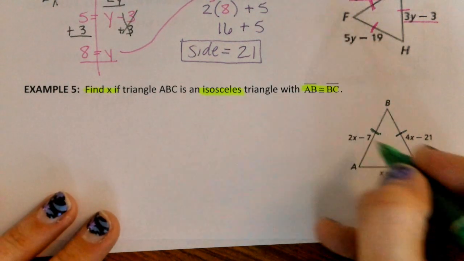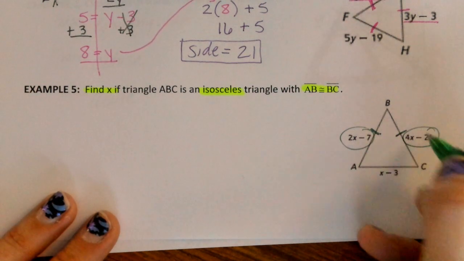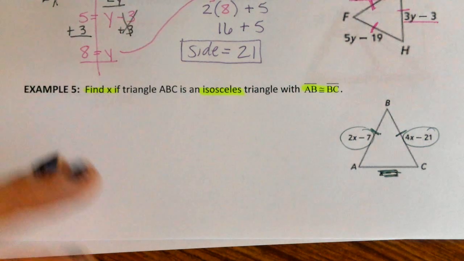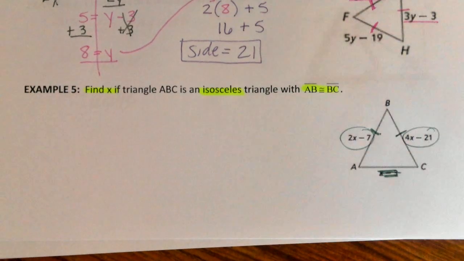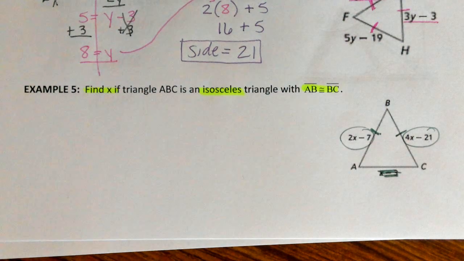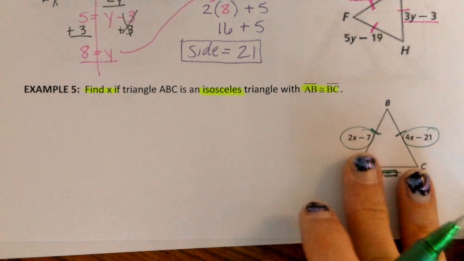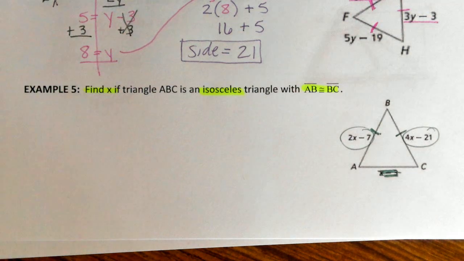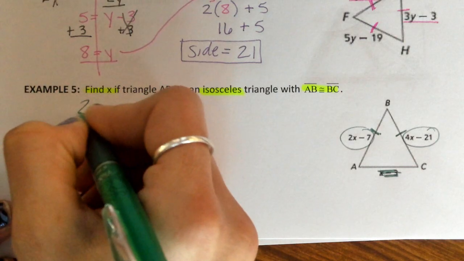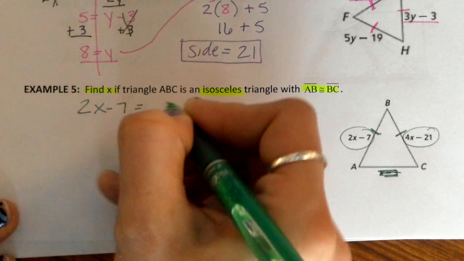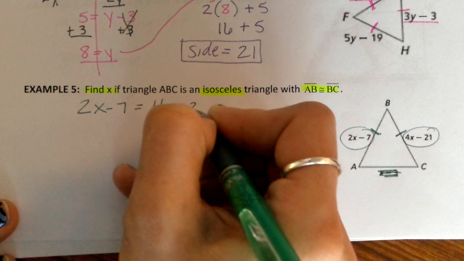So you have no choice. You have to choose these two. This is extra information because it is an isosceles, unless they ask you to find AC, then you'd have to substitute. But here, these are the two that we need. So when two sides are congruent, their measurements are equal. So we will set this equal to each other. 2x minus 7 is equal to 4x minus 21.